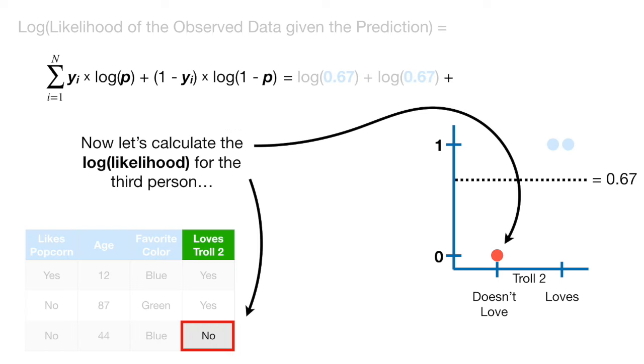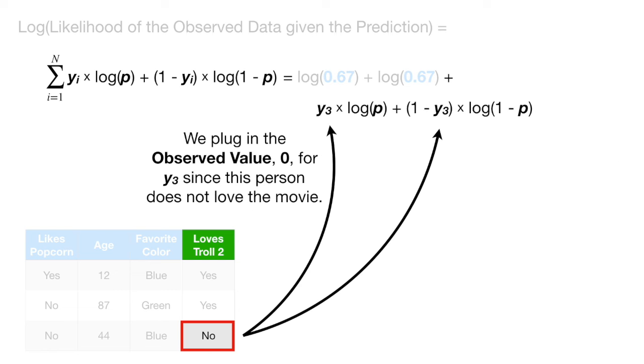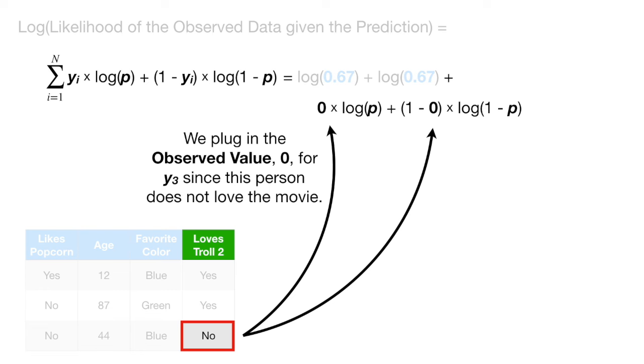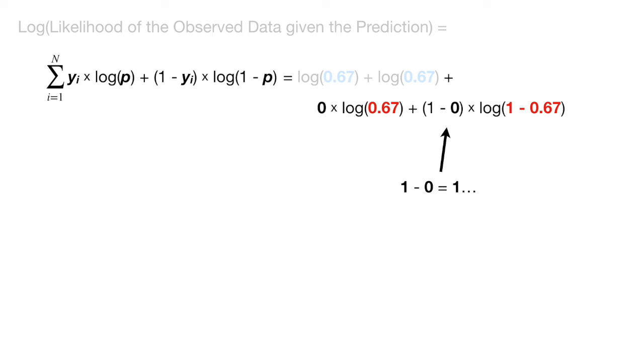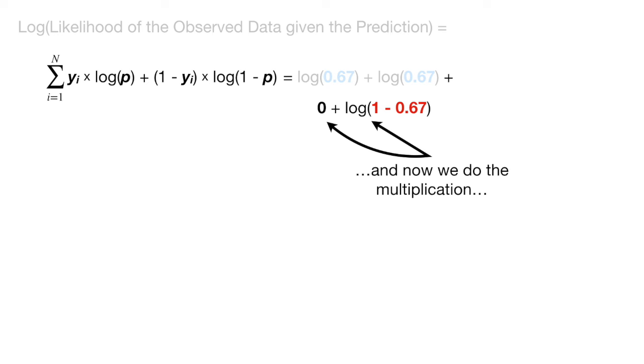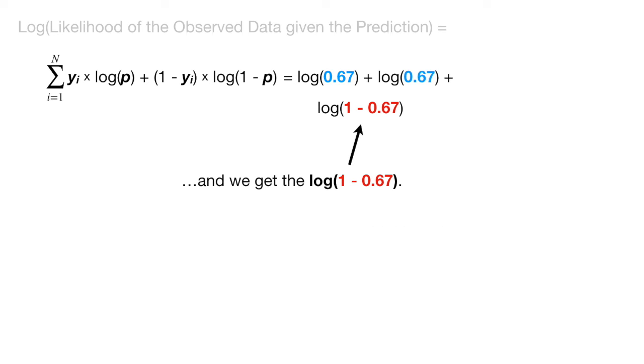Now let's calculate the log likelihood for the third person. We plug in the observed value, 0, for y sub 3, since this person does not love the movie. Plug in 0.67 for the predicted probability, p. 1 minus 0 equals 1. And now we do the multiplication. And we get the log of 1 minus 0.67.